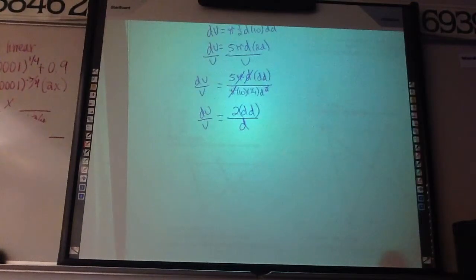Do we know our dd? What is it, 0.1? No, dd is the change in diameter. Oh, okay, no, we don't. We don't even know the diameter.